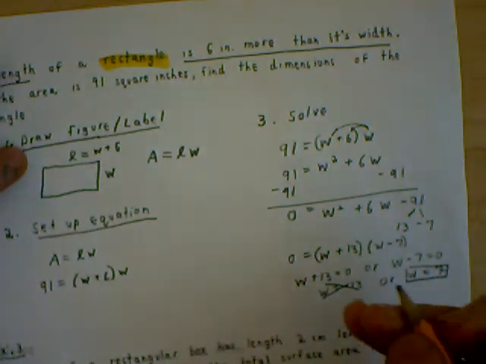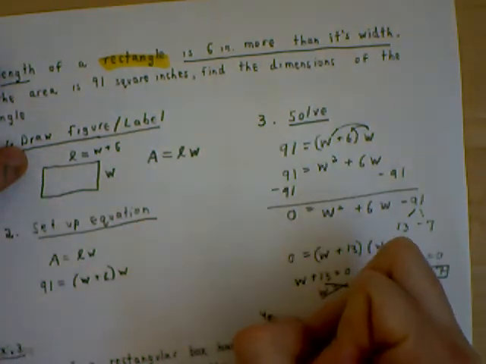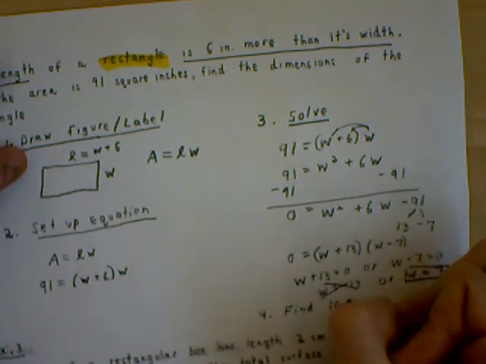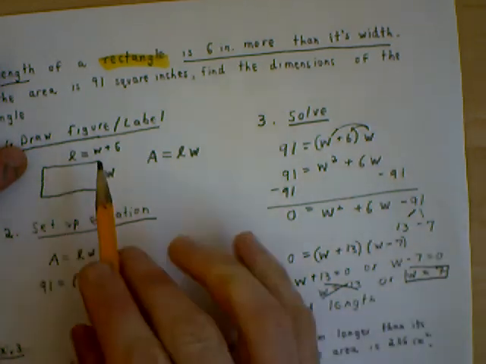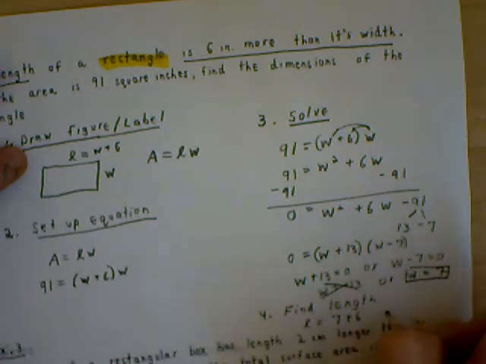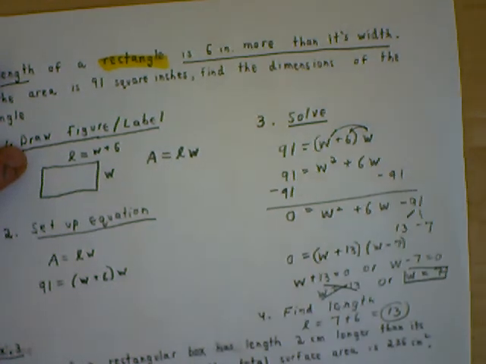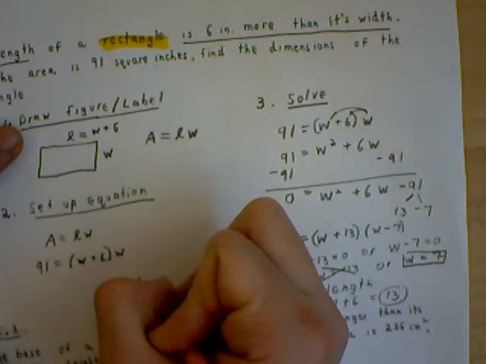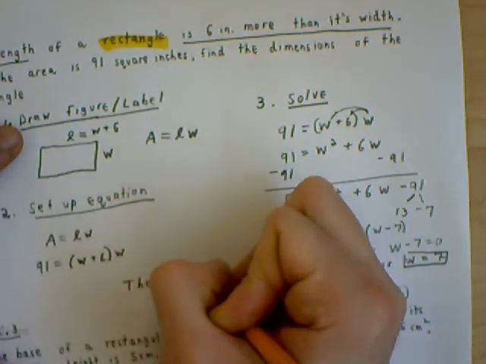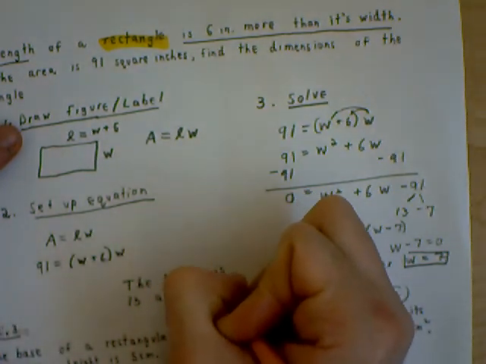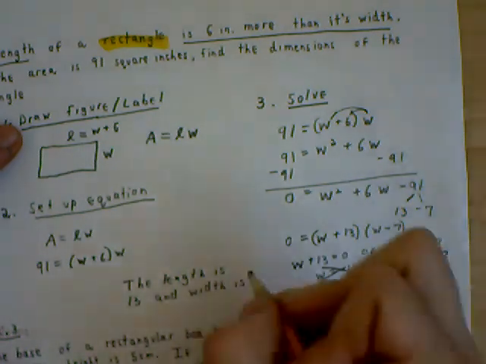We have to find the length now. I know my length was the quantity W plus 6. So we'll have 7 plus 6, or 13. So the dimensions are 7 and 13. You could even finish it with a complete sentence: the length is 13 and the width is 7.